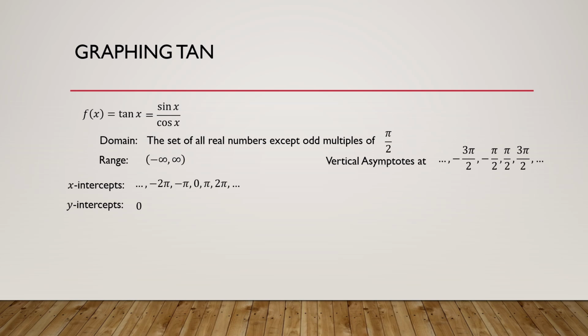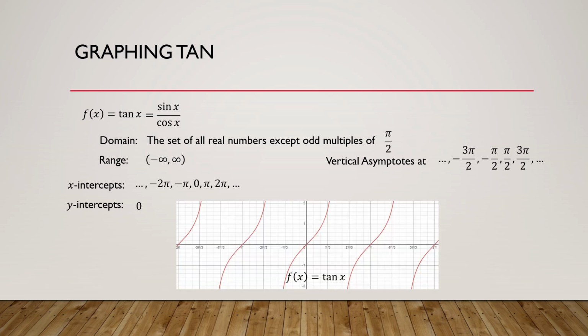By observing this graph, it is clear that the function is symmetric with respect to the origin, and as such is an odd function. Tangent x will have maximums and minimums that approach infinity and negative infinity respectively, as the x values approach the vertical asymptotes.